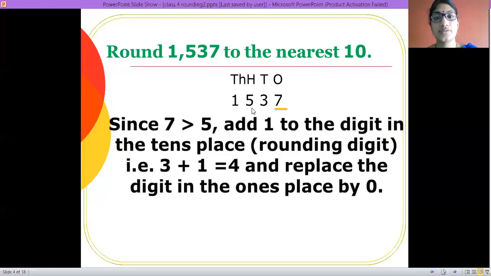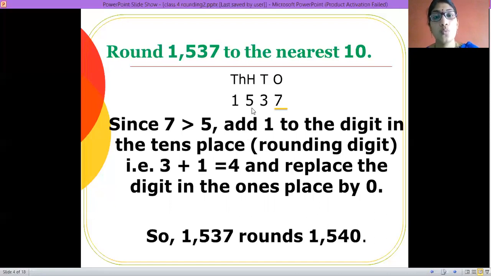Since 7 is greater than 5, add 1 to the digit in the tens place, which is the rounding digit. That is 3 plus 1 is equal to 4. And replace the digit in the ones place by 0. So 1537 rounds to 1540.